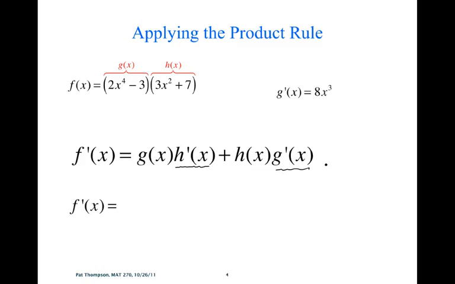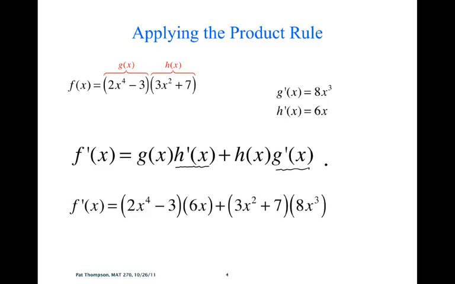G prime is just 8x cubed, right? What's h prime? 6x. So now we've got all the pieces, and we just assemble it, right? We know that's the structure of our derivative, product rule. We've got all 4 pieces, so we just write it down. Any questions on that one?